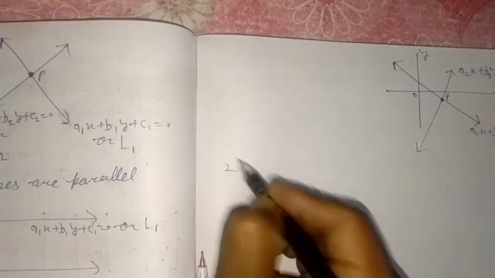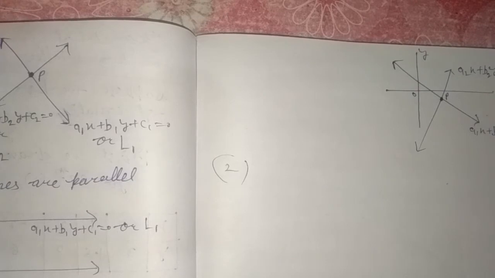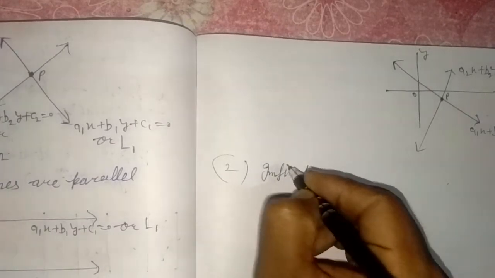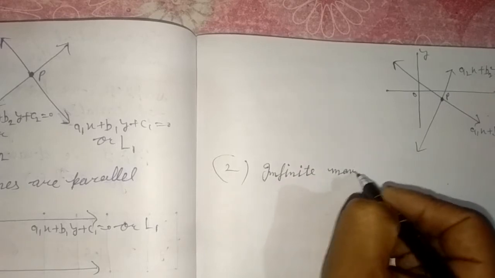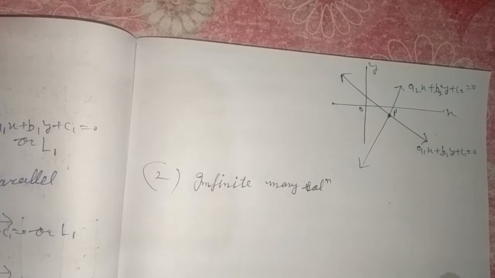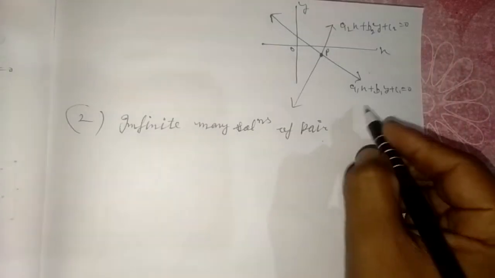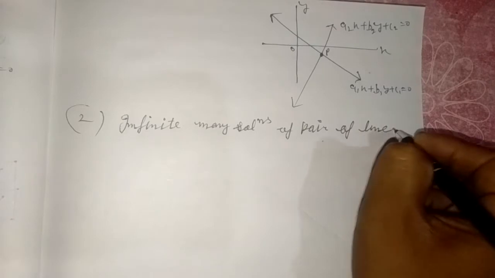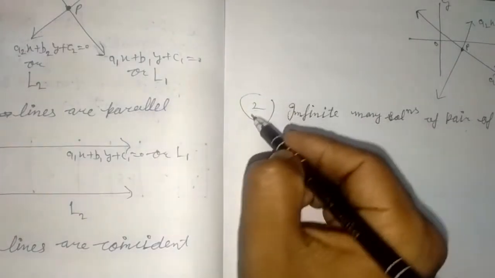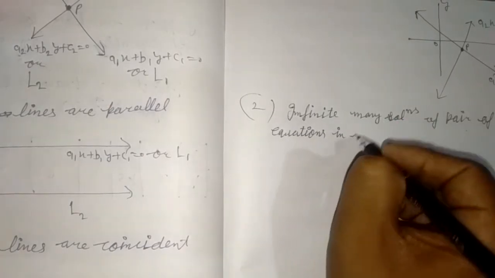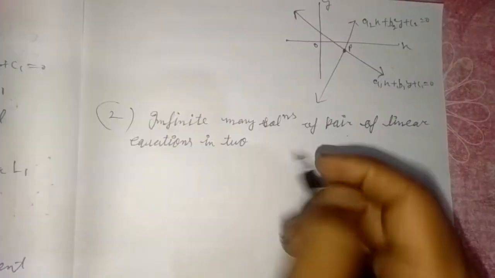So we write here, second point: infinitely many solutions of a pair of linear equations in two variables.